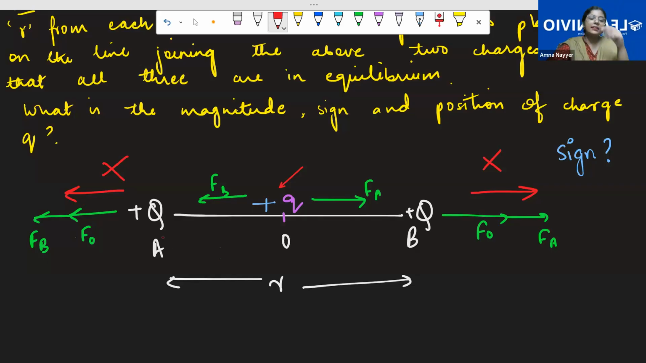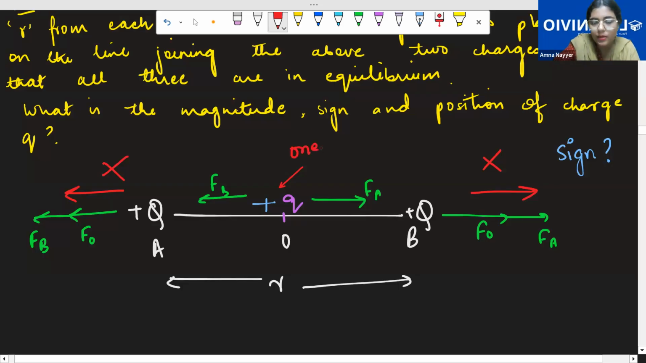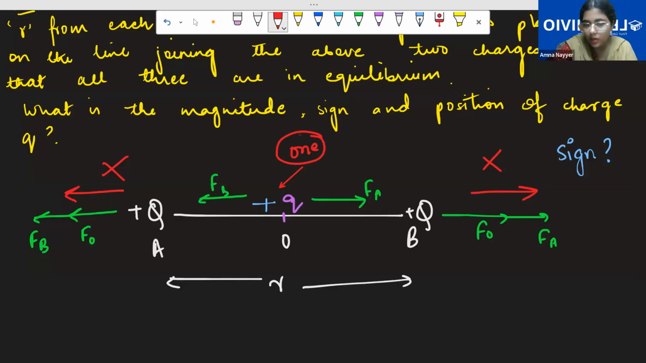Exactly, very good. Only one charge is in equilibrium. That's how we identified. This is the one charge only that was in equilibrium. That's why we say the system is not in equilibrium.